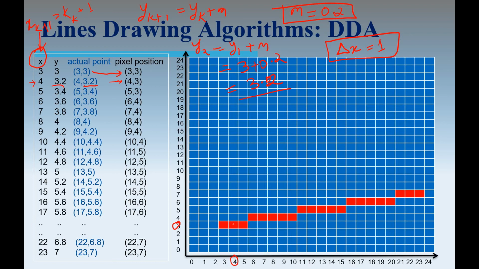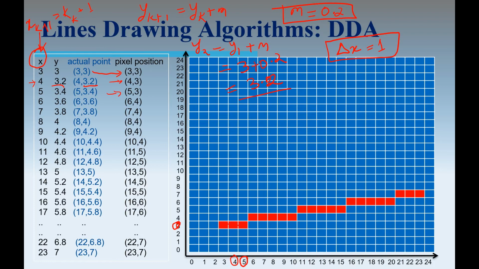Likewise, it will go on. Next will be 3.2 plus 0.2, that is 3.4. But still, this 3.4 should be rounded down to 3 because it is less than 0.5. Here we get 5 and 3. So the next pixel location will be x equals 5 and y equals still 3.